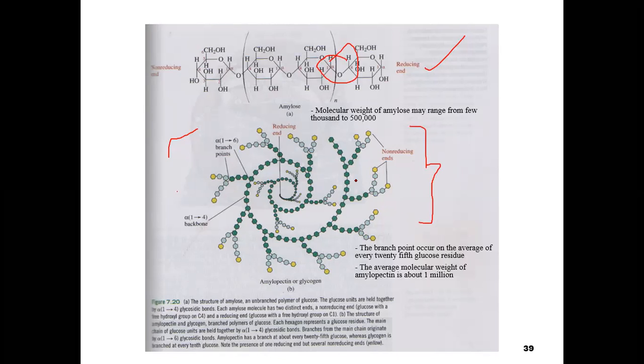Here you can see after each 25th glucose residue, after each 25th to 30th glucose residue, a branch is present. Here the branch is present. In this branch, instead of alpha-1,4 linkage, this branch contains alpha-1,6 glycosidic linkage.